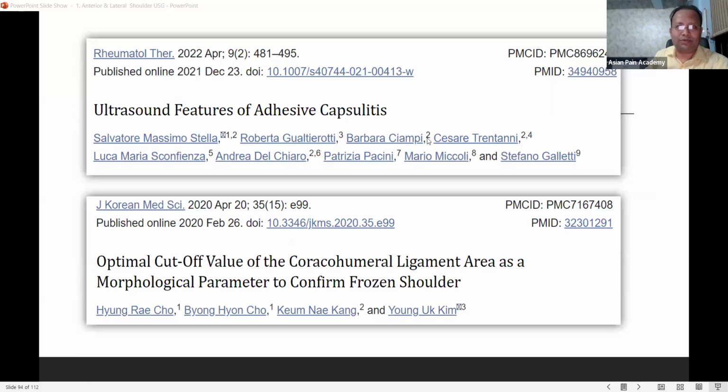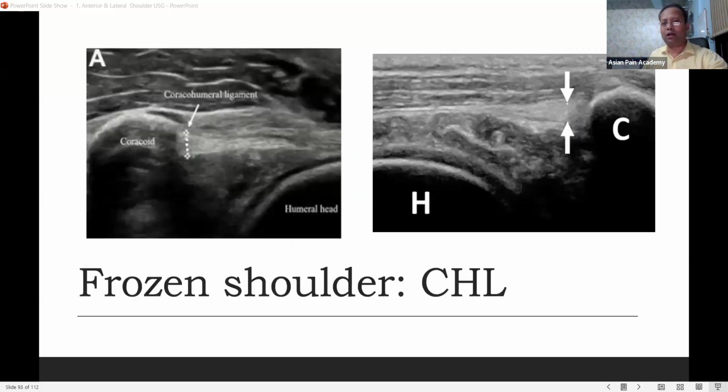Ultrasound features of adhesive capsulitis. We all know that there are multiple features. These are not fixed. Nobody has proved that these findings are present every time in a case of frozen shoulder or adhesive capsulitis. But many times it has been seen that, like the coracohumeral ligament, increased thickness is present in most cases of adhesive capsulitis.